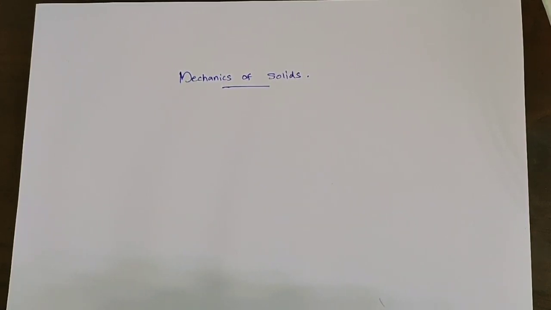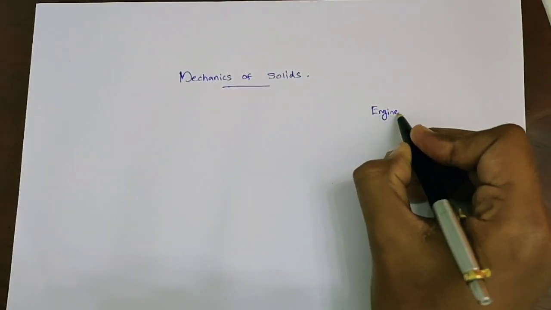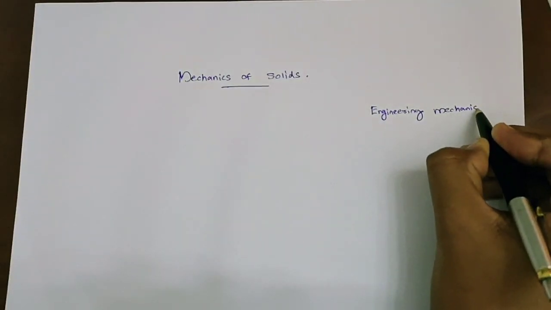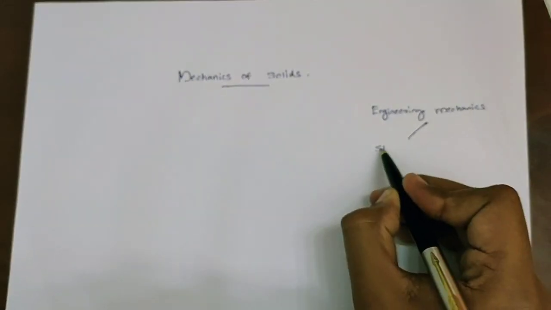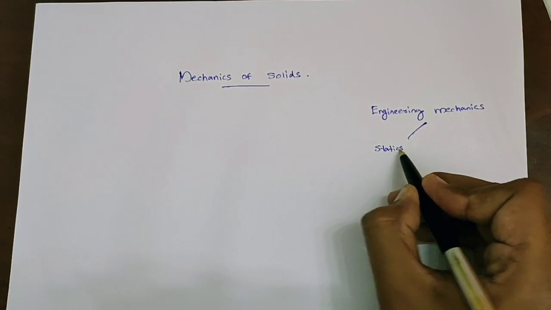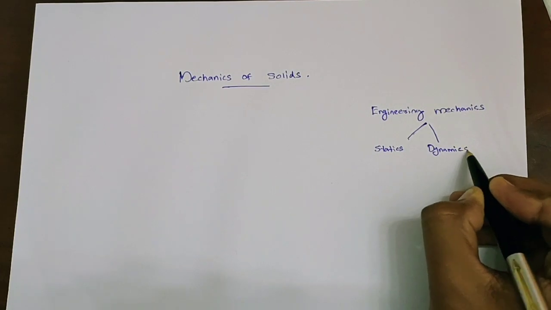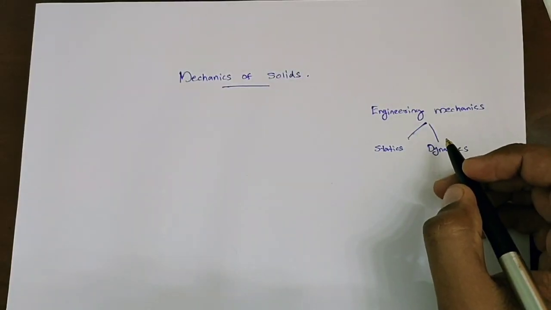And this session is the introductory portion of the subject Mechanics of Solids. In your last semester, you have studied engineering mechanics. Basically, you studied two branches of engineering mechanics, that is statics and the second one is dynamics. Statics and dynamics deal primarily with the force and motion associated with particles and rigid bodies.